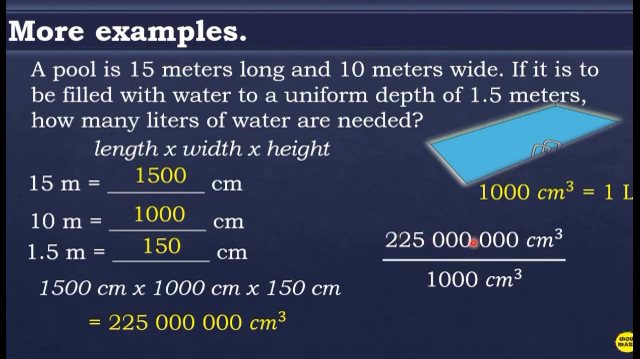Okay? Now, pwede tayo mag-divide ha kasi same unit na sila. So, this will be cancelled. So, 225 million divided by 1,000, that is 225 liters. Okay? So, since dinivide natin to ilang 1,000 meron dito, nakuha natin 225, therefore, 225 liters siya. Kasi for every 1,000 cubic centimeters, that is equivalent to 1 liter. So, therefore, 225 liters po ang kailangan nating i-filled na water doon sa ating pool. Okay?